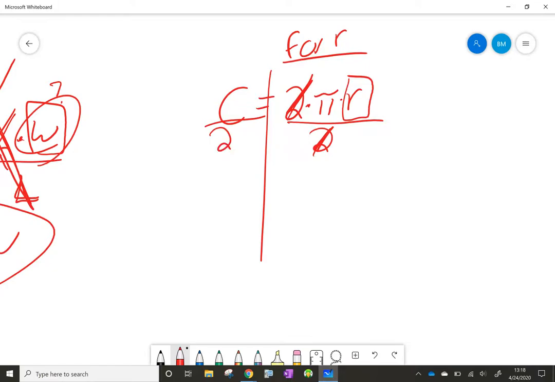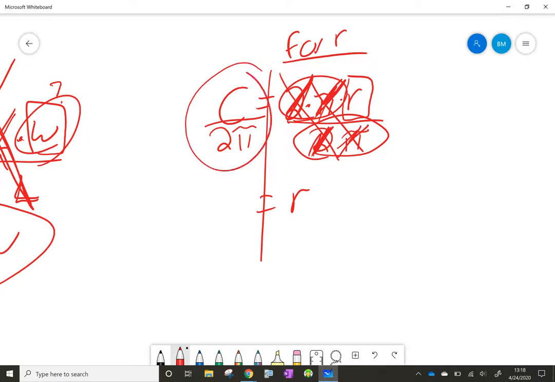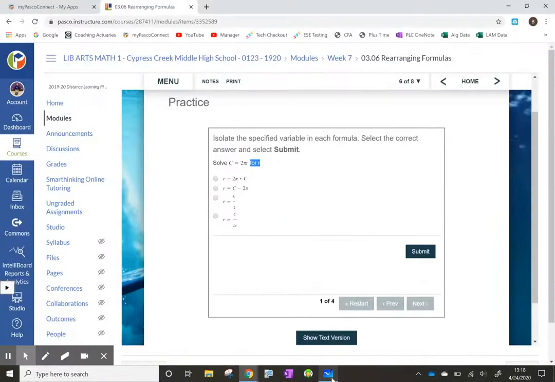But at the same time, the opposite of multiplying by pi would be dividing by pi. So if I divide by 2 and divide by pi, then I'm canceling out not only the 2, but the pi as well. So dividing by 2 pi cancels out this 2 pi and leaves r completely by itself. And what do we have on this side? We have c divided by 2 pi. So that would be this last option there, right?